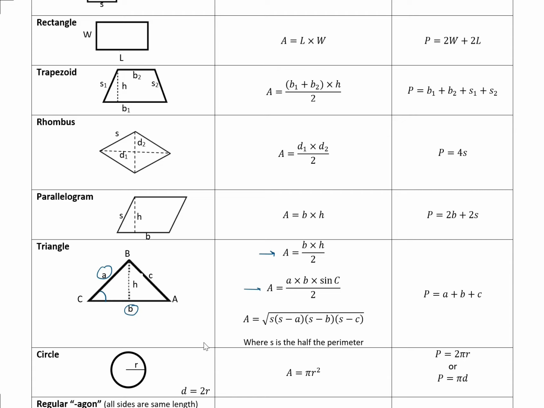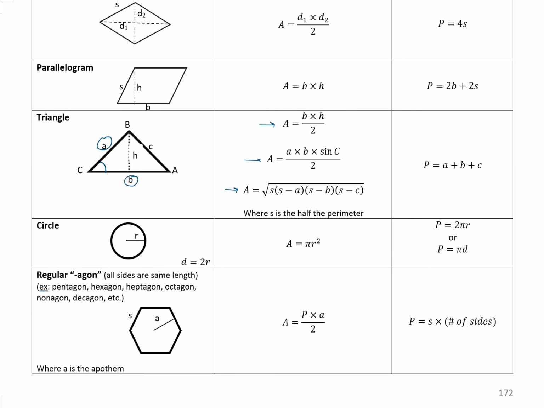Or finally, we could do the area of a triangle using the square root of s times s minus a times s minus b times s minus c, just remembering s is half of the perimeter. So we would have to be able to find the perimeter and then divide that. And we choose these formulas based on what we know about the triangles.